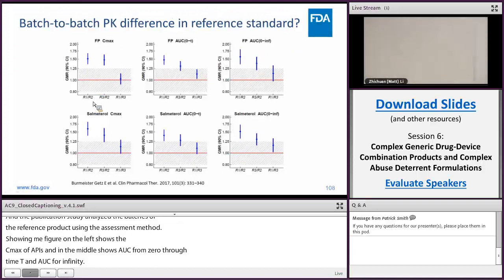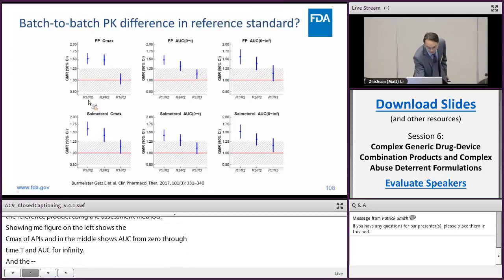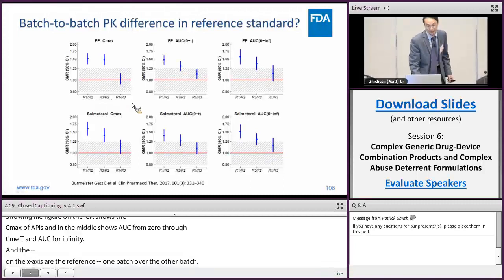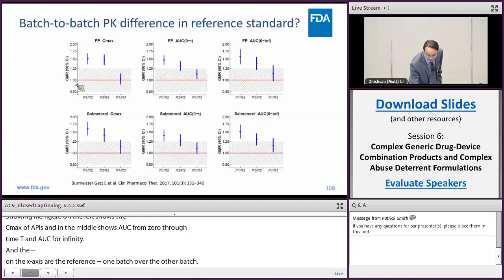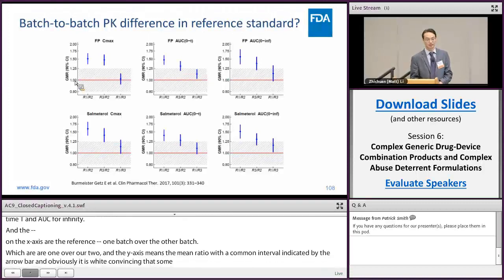On the x-axis are the reference, the one batch over the other batch, which are R1 over R2, R3 over R2, and R1 over R3. And the y-axis shows the geometrical mean ratio with a confidence interval indicated by the error bar. And obviously, it is quite convincing that some of the batches do not pass the current BE limit, which is 80% to 125%.